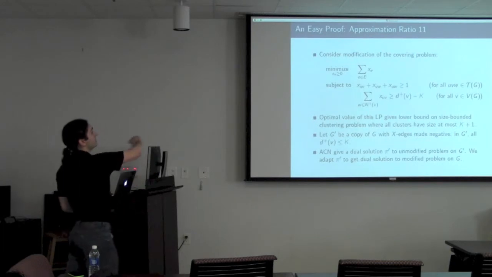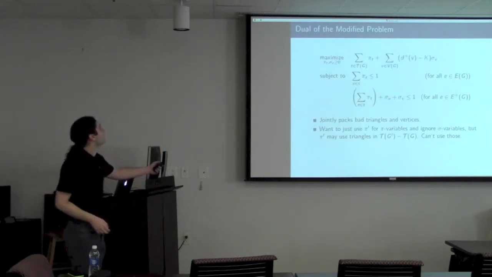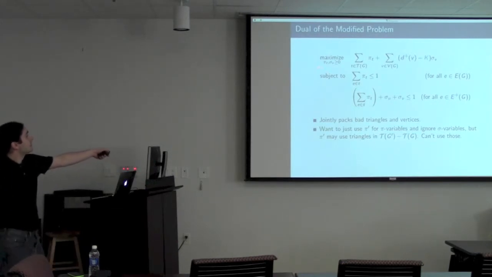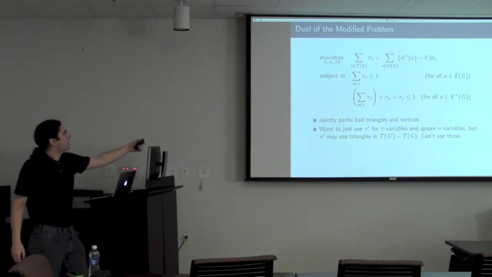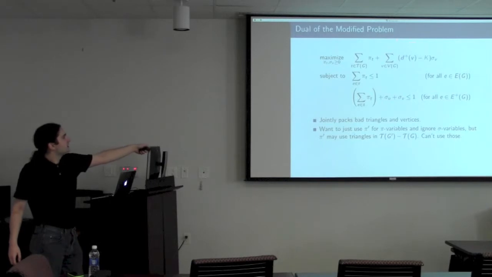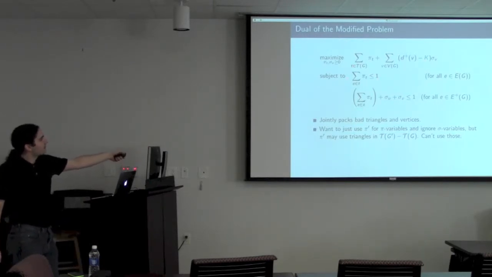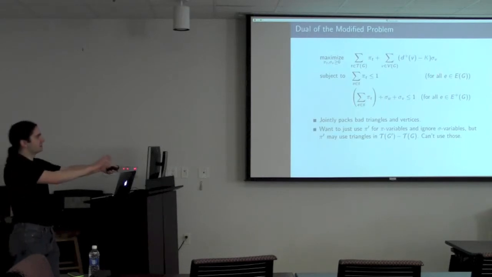So if you go and you take the dual, I can't take the dual of a linear program in my head. Maybe you can. But this is what the dual looks like. You're trying to maximize, your variables correspond to bad triangles and vertices. I'm trying to maximize the sum of weights for the bad triangles and the weights for the vertices, with these coefficients given by their degrees. And that's subject to this packing constraint that you get out of the original problem.